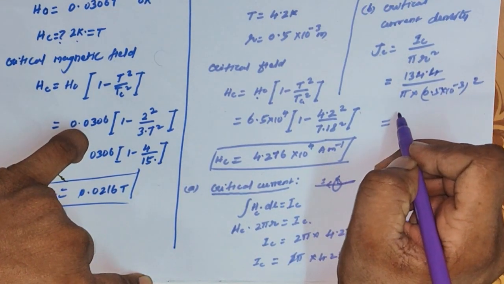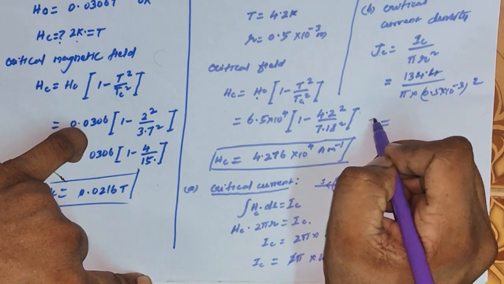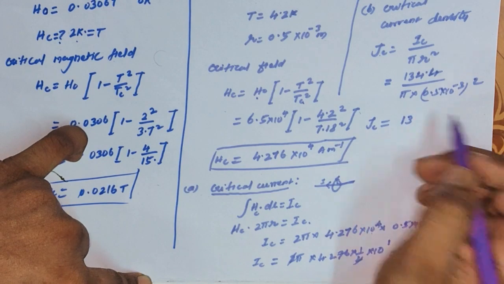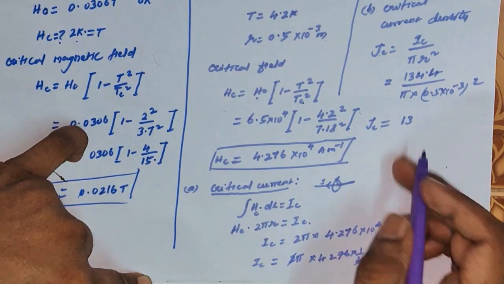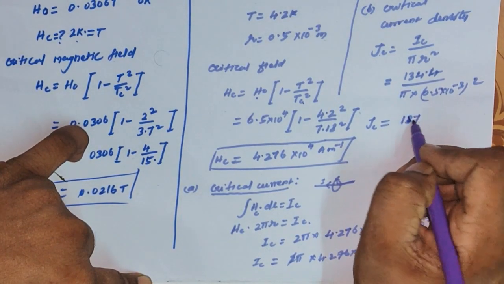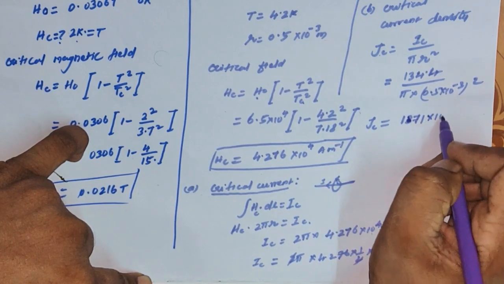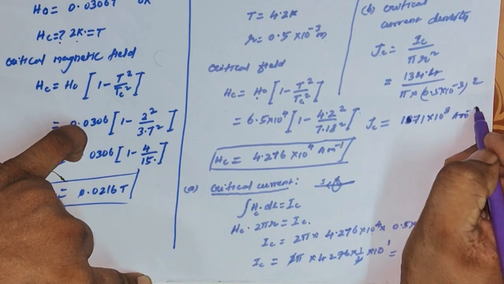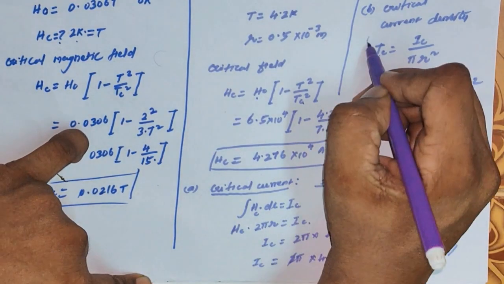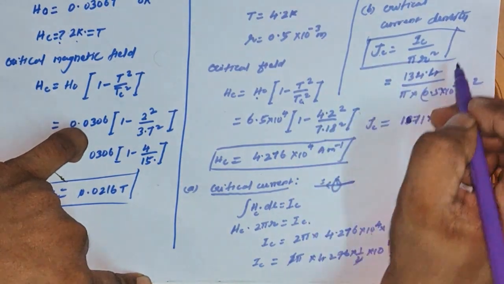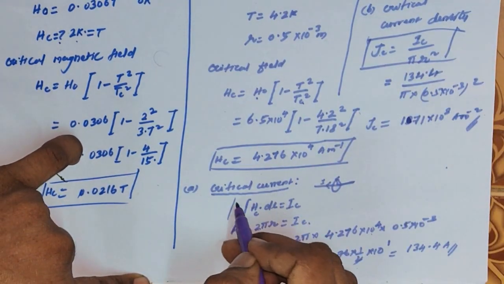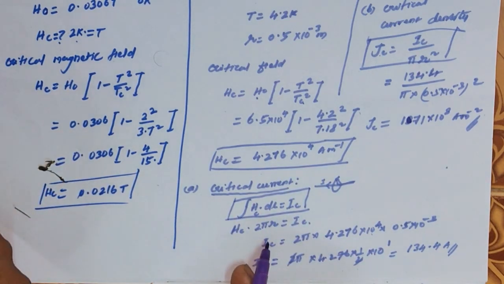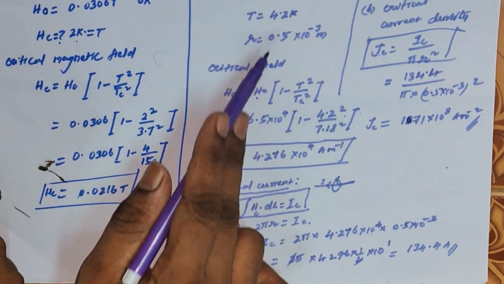Doing this calculation, finally it gives the critical current density equal to 1.71 × 10^8 ampere meter^-2. So this is the way we can do it. We want to know the formula for the critical current density, and we use Ampere's circuital law for calculating the critical current. With these two formulas, we can solve this problem.